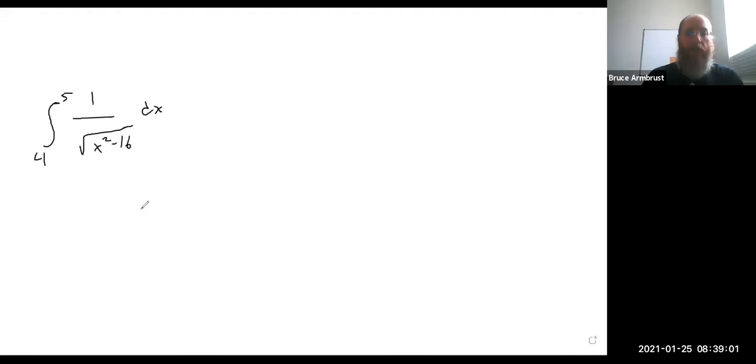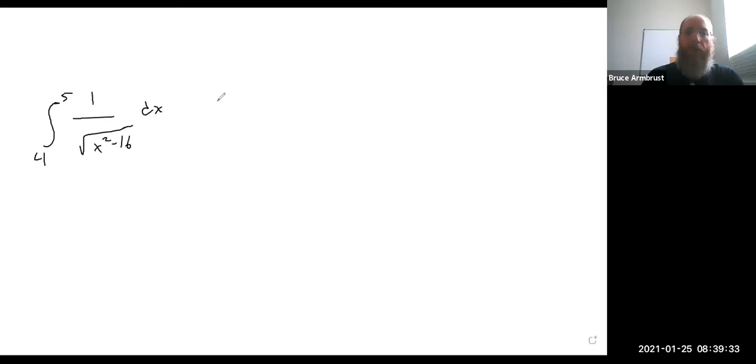Okay, so let's think about Alexis's suggestion of letting u equal x squared minus 16. That's never a bad idea, because with u substitution, if we've got that square root stuff, square root of u is much easier to use and is definitely better. Okay, so let's try that.